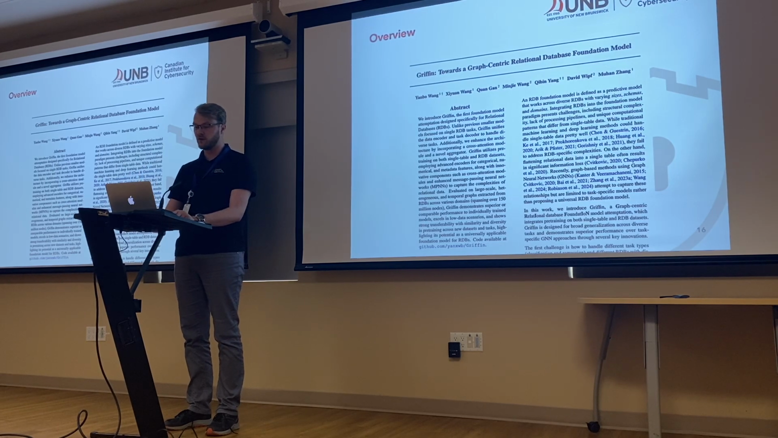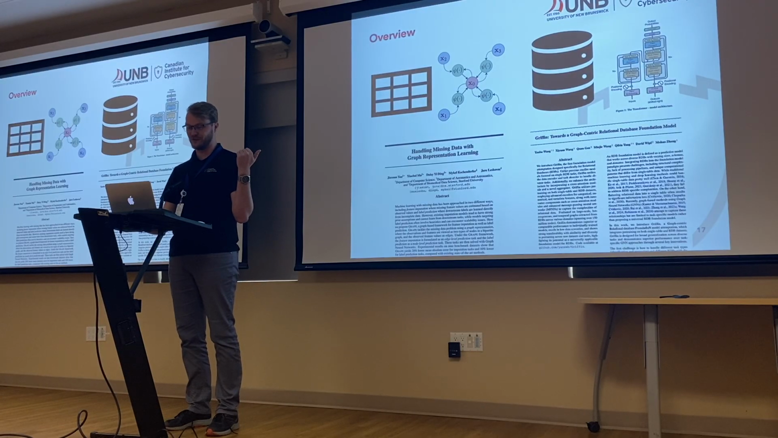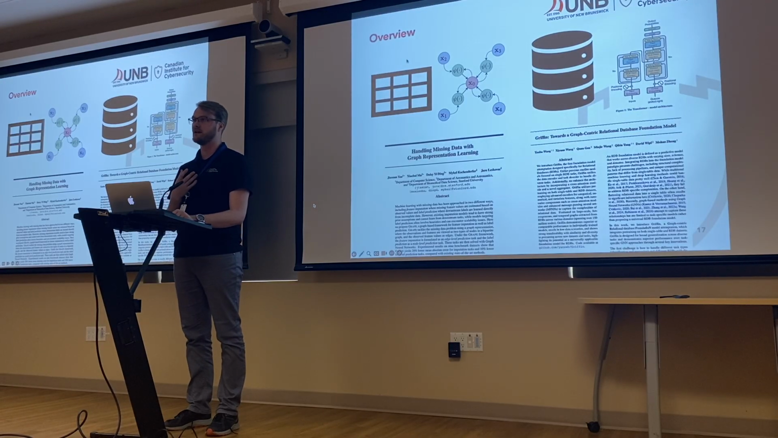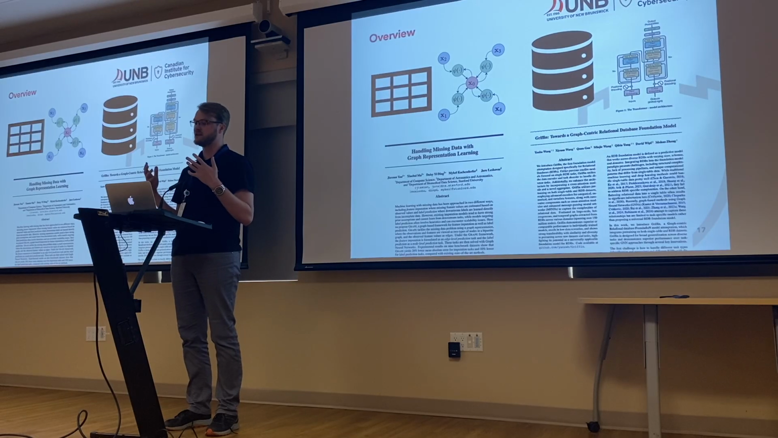It's called Griffin: Towards a Graph-Centric Relational Database Foundation Model. And it's basically going to be this on top of what the other paper just was. So here we used a table as well as a message passing neural network, if you want to be very specific. But now we're going to upgrade this to be a relational database. And here we're going to use a transformer.